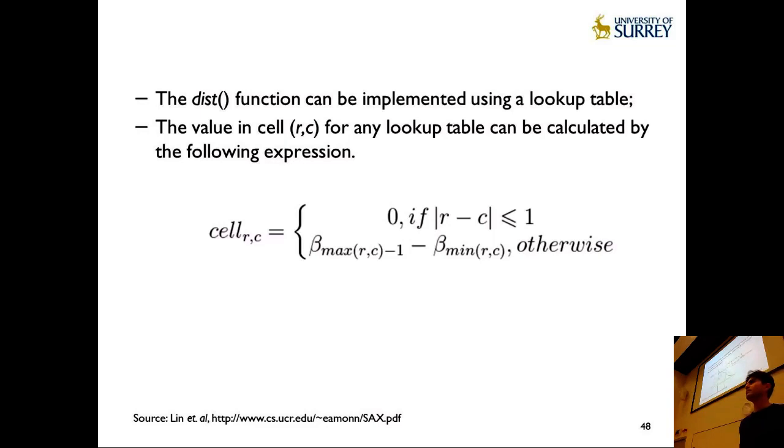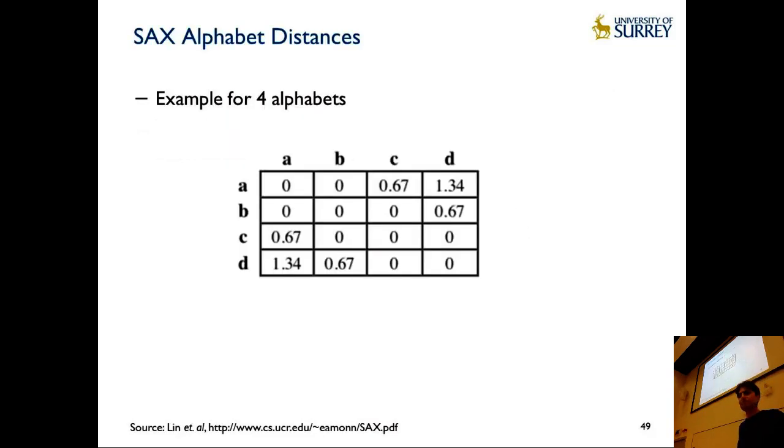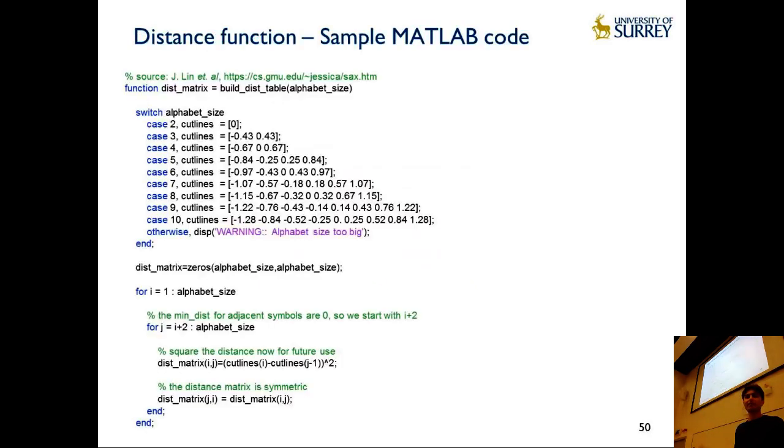Any questions? And the table will look like, for example, for 4 characters, like this. And again, because the beta points are not changing, you can always assume this is a fixed value. You can just calculate it once and you have it forever, more or less. If you're writing your MATLAB code, you have something like this. This is the MATLAB code I took from Jessica Lin's website.